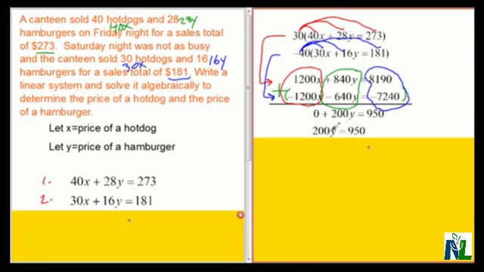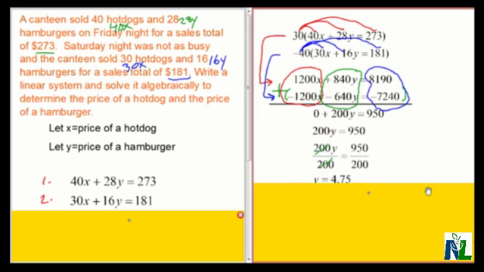200y means 200 times y. So to get the y by itself on the left-hand side, I must divide the left-hand side by 200. But if I divide the left-hand side by 200, I must also divide the right-hand side by 200. 200 divided by 200 is 1, and 1 times y will leave me with just y on the left-hand side. 950 divided by 200 is 4.75. So I have y equals 4.75.